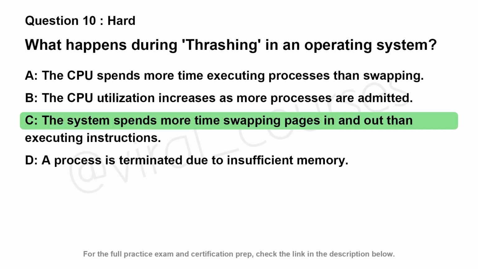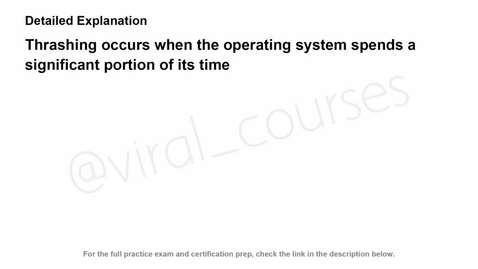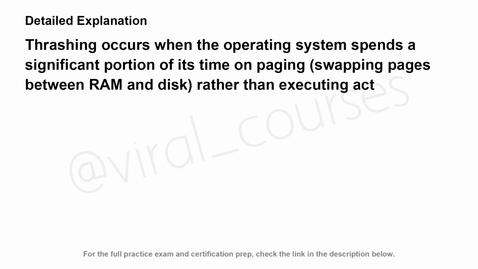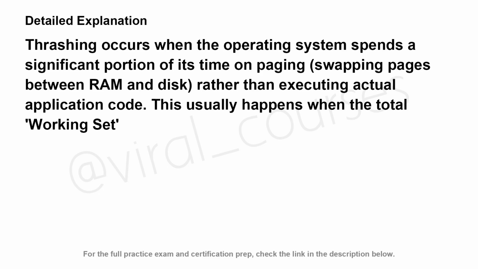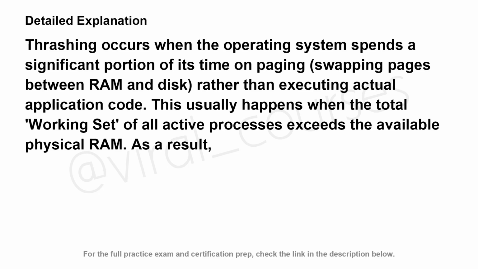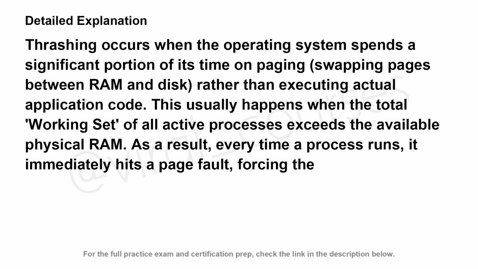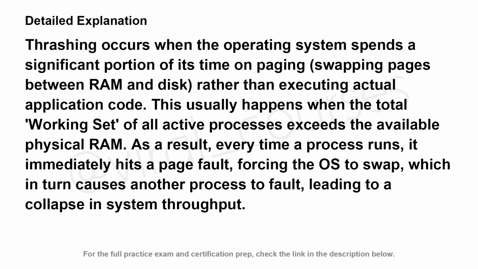The correct answer is C. Thrashing occurs when the operating system spends a significant portion of its time on paging, swapping pages between RAM and disk, rather than executing actual application code. This usually happens when the total working set of all active processes exceeds the available physical RAM. As a result, every time a process runs, it immediately hits a page fault, forcing the OS to swap, which in turn causes another process to fault, leading to a collapse in system throughput.